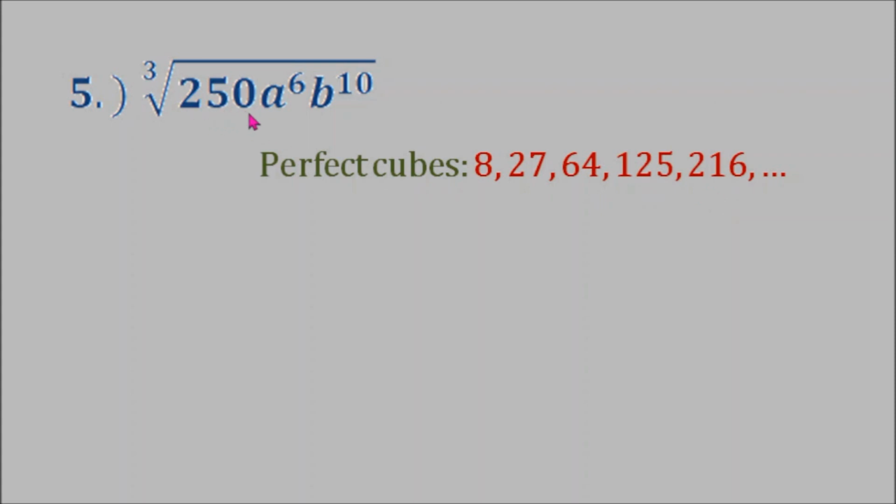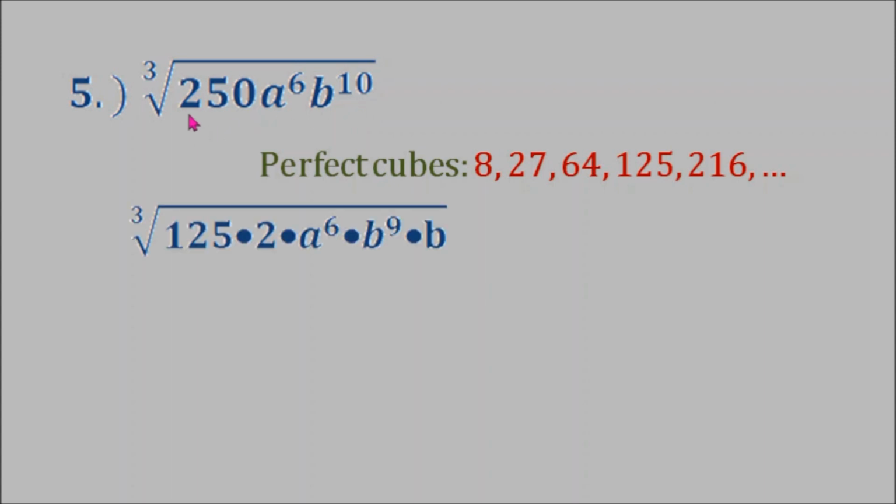Now 250 is not a perfect cube, but we can factor 250 such that one of the factors is a perfect cube. If the exponent of the variable is divisible by 3, that's a perfect cube. So a to the power of 6 is a perfect cube. b to the power of 10 is not a perfect cube because 10 is not divisible by 3. However, we can factor b to the power of 10 such that one of the factors is a perfect cube. So let's do that. The factors of 250 are 125 and 2.